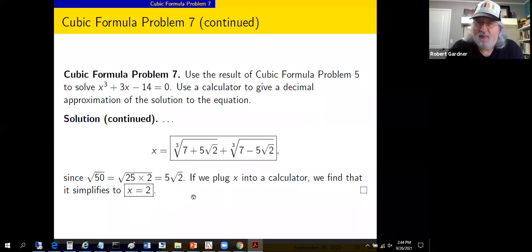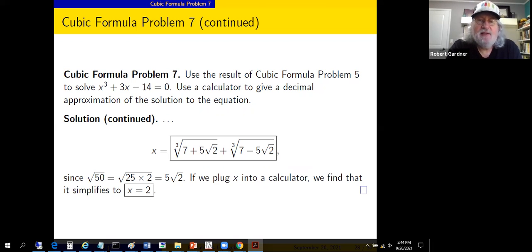Quite tedious, I suspect, so I'm happy to take the calculator on this one. But here's the precise solution. Turns out that precise solution is actually 2, but it doesn't look like it. And there's another example of using the cubic formula.